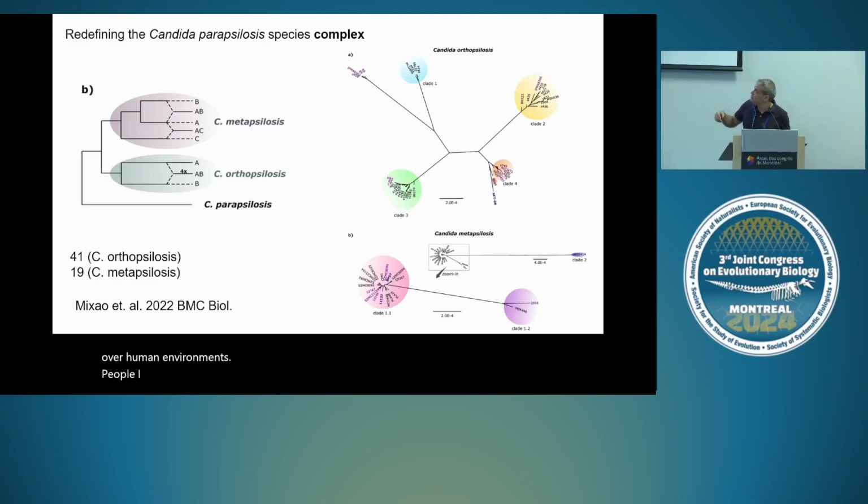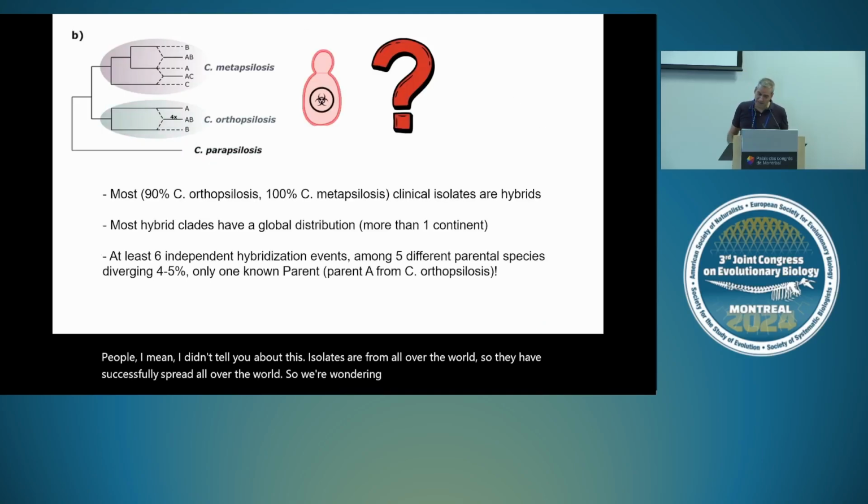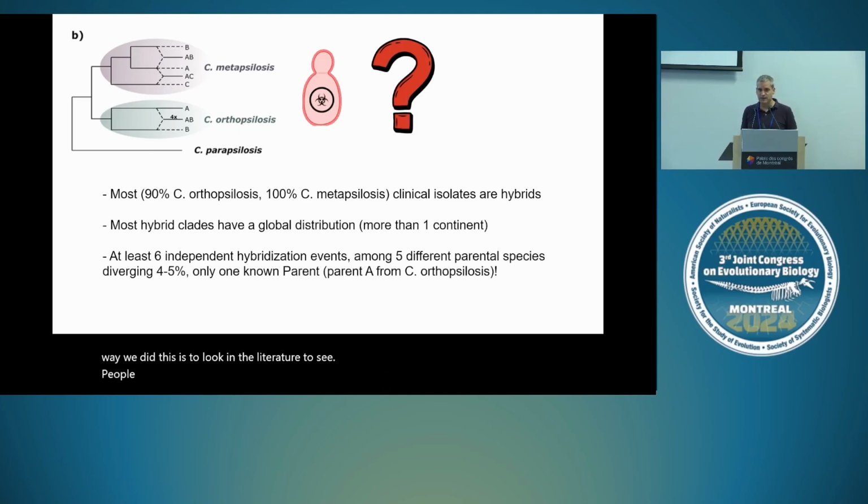I didn't tell you, but these isolates are from all over the world, so they have successfully spread all over the world. So we were wondering where these parental species were. We're thinking probably they are not associated with humans, or they are not able to cause infections, because we never find them in the clinics. So we started to look for them, and the way we did this is to look in the literature to see people identifying these or similar species from diverse environments associated with plants or other environments.